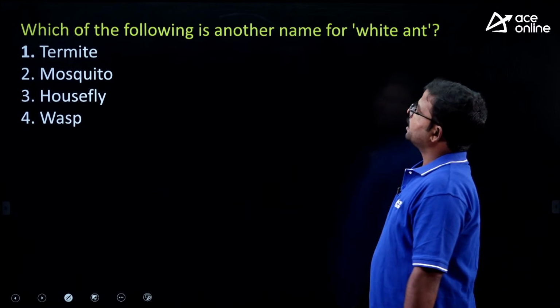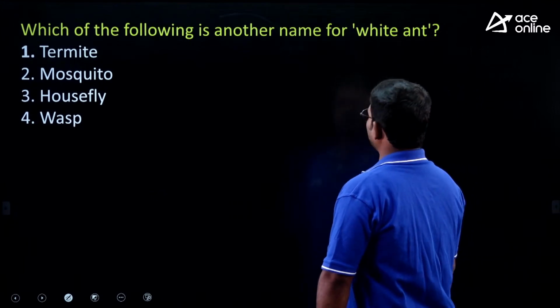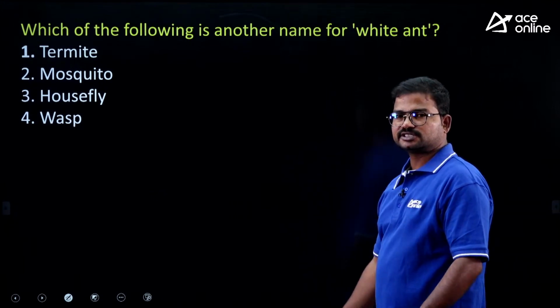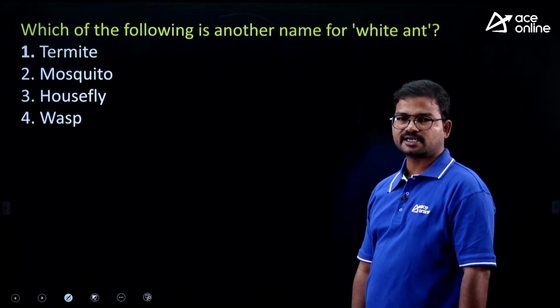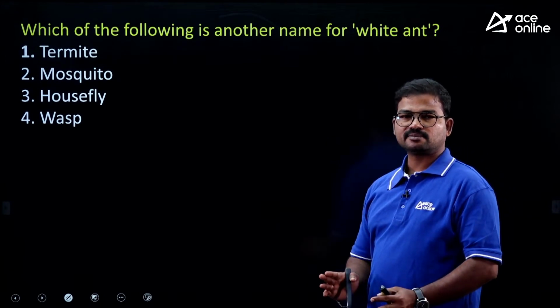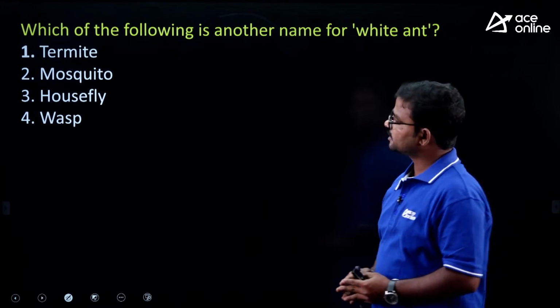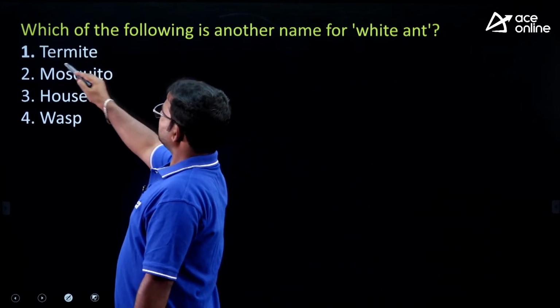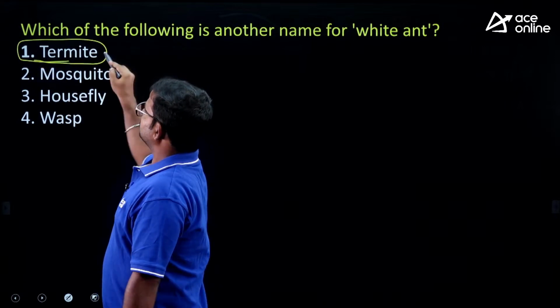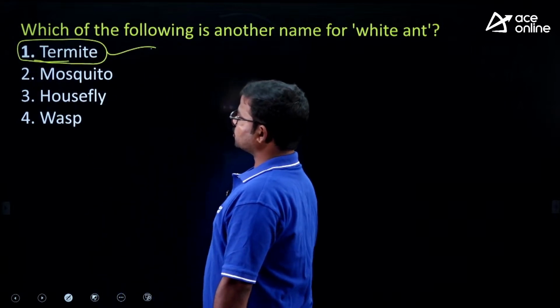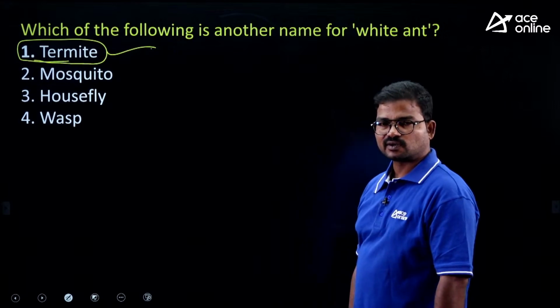Next, which of the following is another name of white ant? Of course, generally ants exhibit red color, and a few ants exhibit black color. But we also have white ants. Those are nothing but termites. So termite, option 1, is the correct option here. Termite is also called white ant.